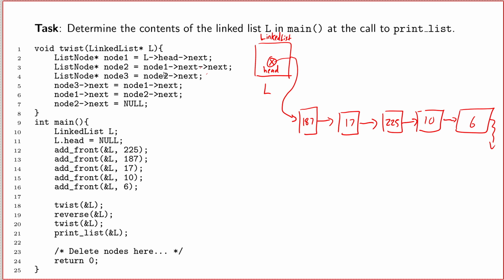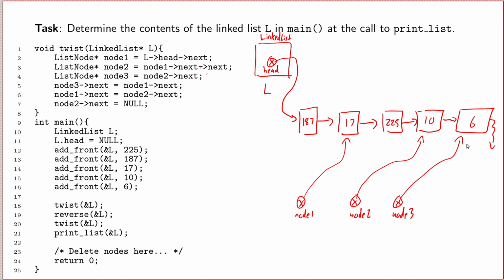And then, after that, on line 20, I call the twist function again. So I go back into my twist function, I make my 3 pointers again. There's node 1, and there's node 2, and there's node 3. All right, and I set node 1 to be L, there's the head, and then that arrow next. So that would be 17. I set node 2 to be node 1, arrow next, that would be the 10. And then I set node 3 to be node 2, arrow next, which is the 6.